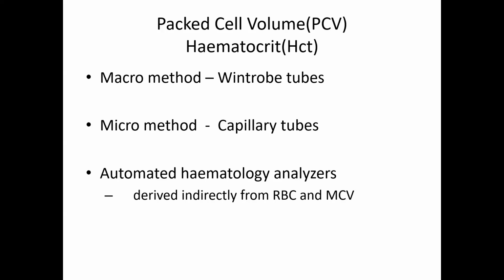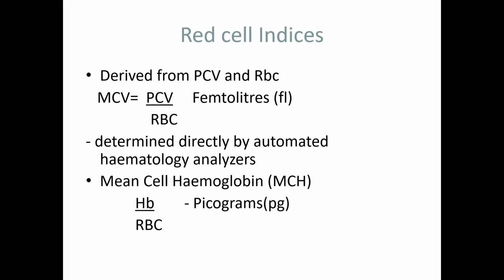But in our automated hematology analyzers, it's not done by centrifuging. This, which is really known as hematocrit, is derived directly from the red cell count and the mean volume. So it is calculated from those two. And when you come for your practicals, you will have sessions where you'll be calculating the hematocrit from red cell count and mean corpuscular volume.